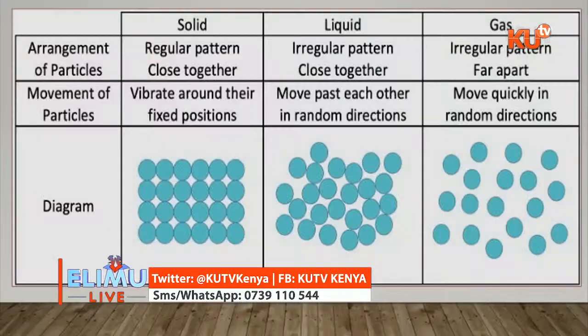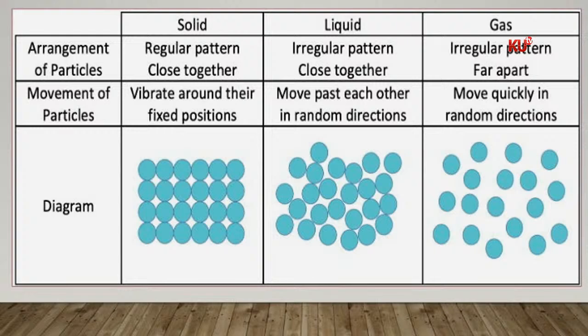Finally, let's look at the gases. How are particles arranged in a gas? Now, in a gas, we can see irregular patterns. The particles are very far apart. There is a lot of space in between them. So that means these particles are able to move quickly. The key term there is that they're able to move quickly. They can move very fast. They can move in any direction. They are able to move randomly in whichever way they want.